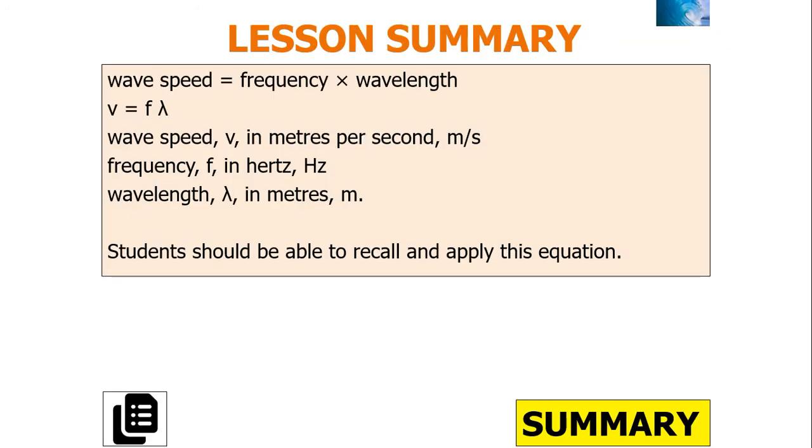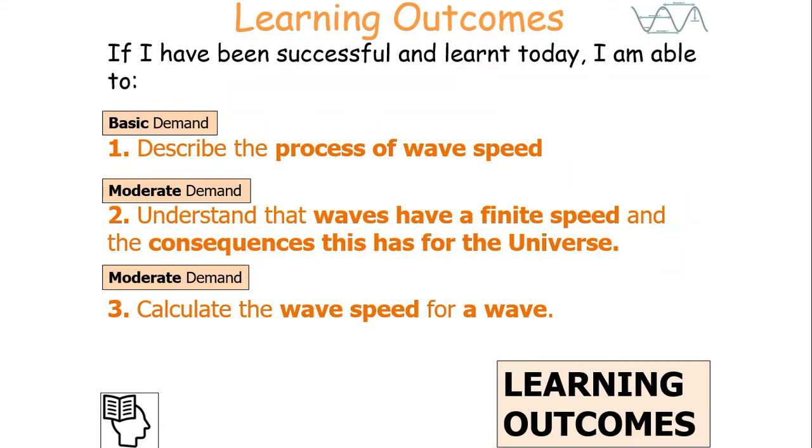So if we've learnt in today's lesson, we should be able to remember that wave speed is equal to frequency times by wavelength, where wave speed is measured in meters per second, frequency is measured in hertz, and wavelength is measured in meters. You should be able to recall and apply this equation. So hopefully you can describe the process of wave speed, understand that waves have a finite speed and this has consequences for the universe, and you can finally calculate the wave speed for a wave.